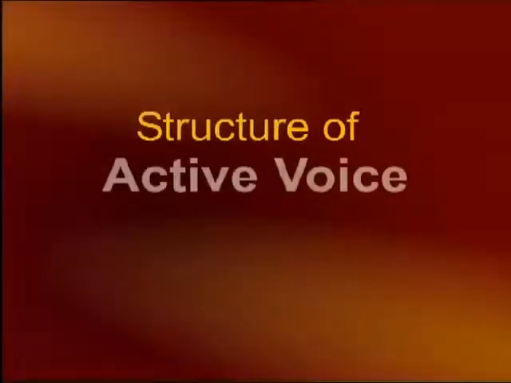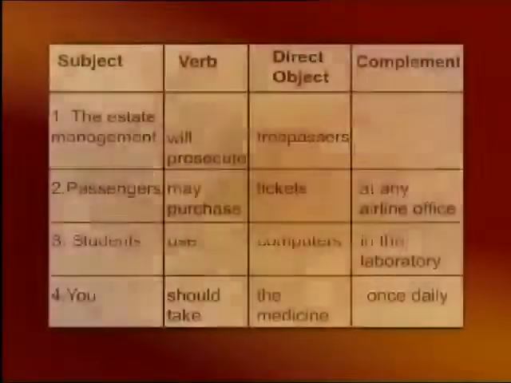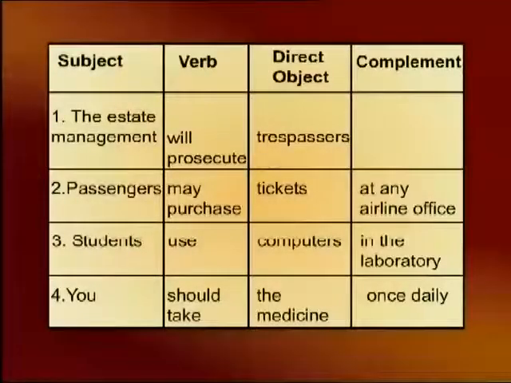Now, I will show you a chart and it will become very clear. Sentences are written either in the active or in the passive voice. Now let us look at the structure of the active voice sentence and the structure of the passive voice sentence. Now on the chart, notice there are 4 columns. The first one is subject, second is verb, third is direct object, and the fourth is complement.